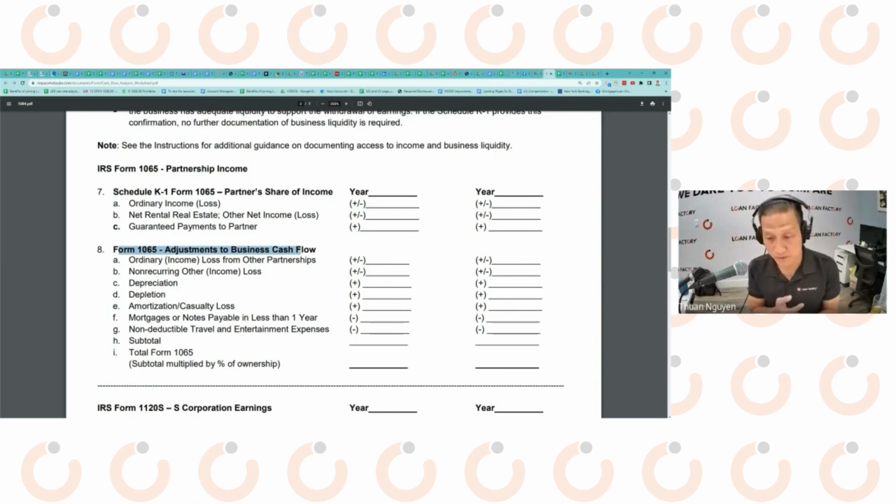Oh, you have a business, right? You have a 1099. So when they say 1099, automatically you know that, oh, this is Schedule C. It's part of the individual income tax return. You don't need to ask for a business return.